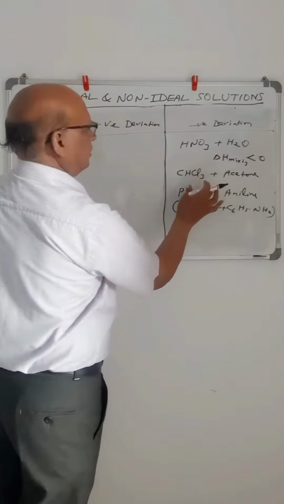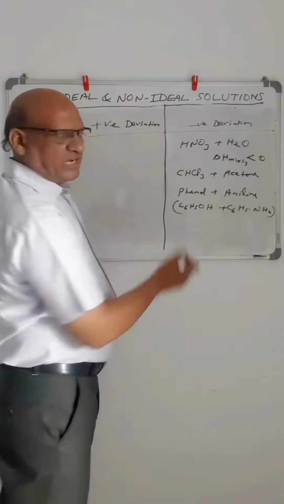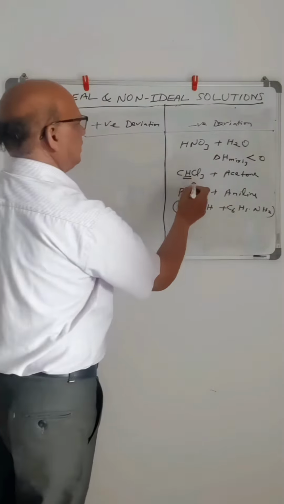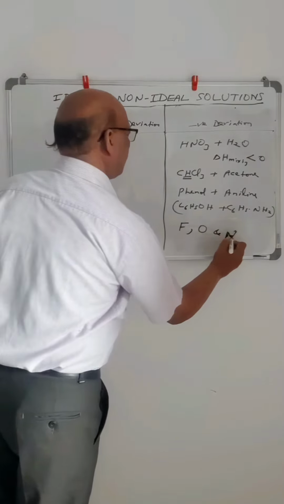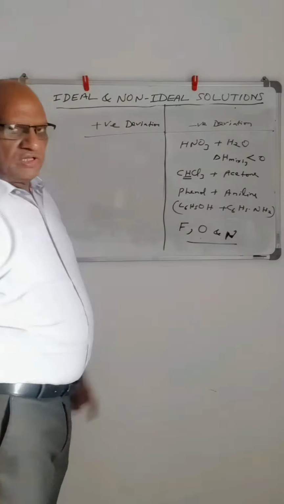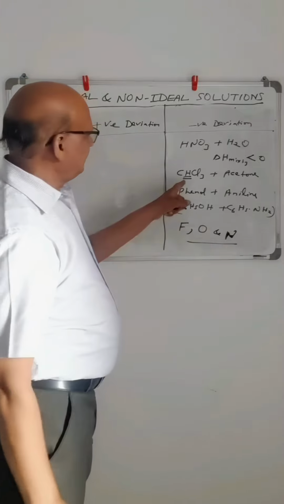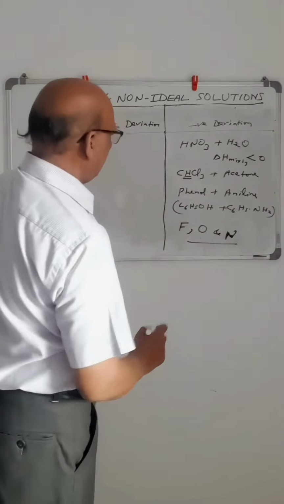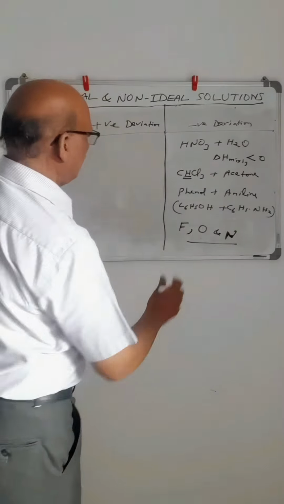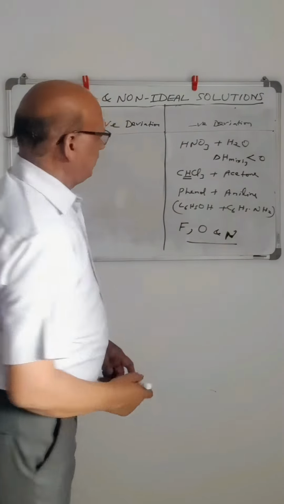This is a typical example of a compound which shows hydrogen bonding even when hydrogen is not connected with fluorine, oxygen or nitrogen. Normally hydrogen bonding is shown by compounds where hydrogen is attached with either of fluorine, oxygen or nitrogen. But in this case, hydrogen is not attached with any of these, even then it is showing hydrogen bonding. I will show how it is showing hydrogen bonding. Okay, first, why is phenol plus aniline showing negative deviation?